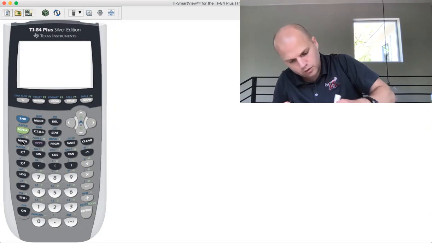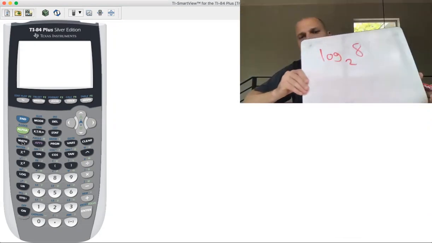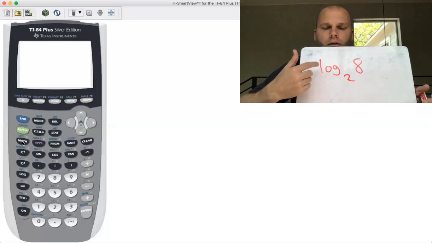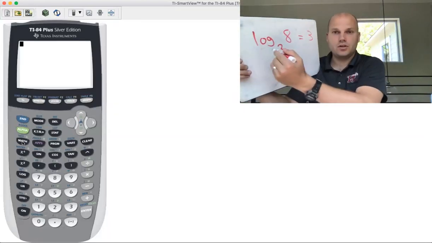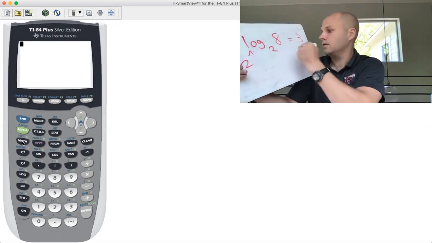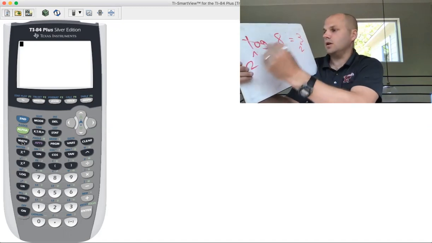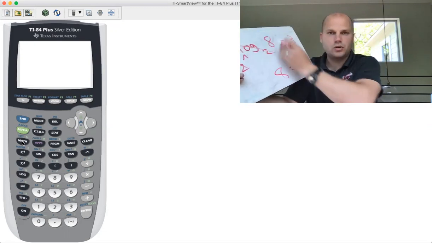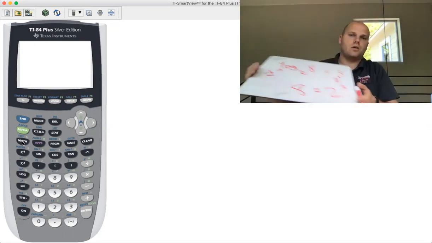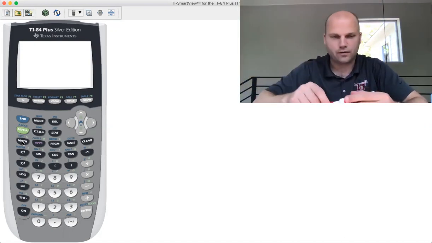log 2 of 8, you've seen this enough, you know this is 3. Because we know we can write this, we could take 2 to the power of both sides. This will undo this. You just get 8 equals 2 cubed. Okay, so like log base 2 of 8 is 3. But say you didn't know that and you were confused about the rewriting of things.